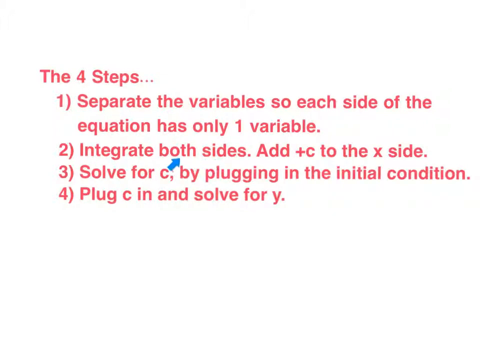Second, you're then going to integrate both sides with respect to the variable on each side. And you're going to add plus c to the x side. You only have to add it to one of the sides and we're going to add it to the x side. Third, we're going to solve for that c value by plugging in that initial condition that you're given at the beginning of the problem. Last, you're going to plug c in and solve for y. All right, so let's go ahead and try that with this first example.